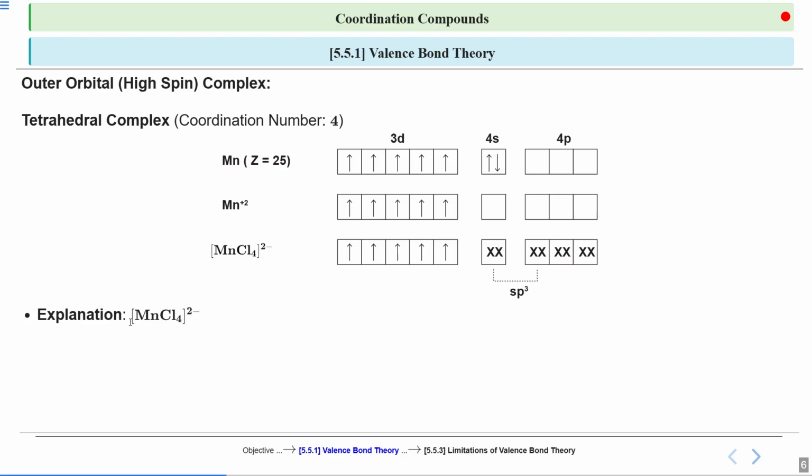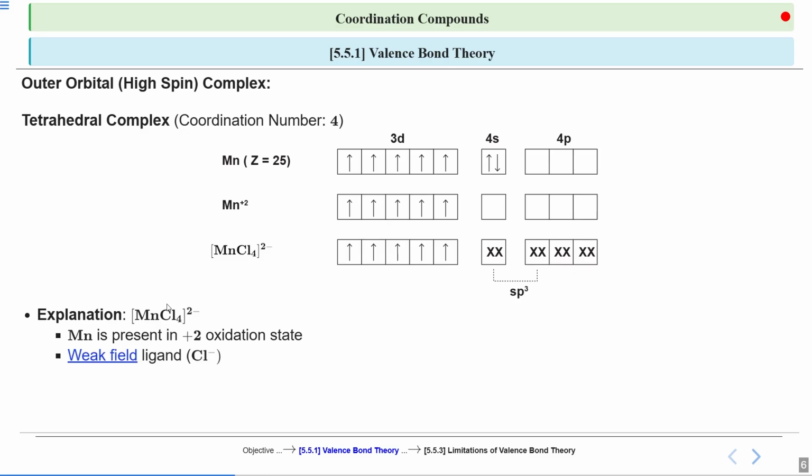If you see the explanation for manganese tetrachloride 2-, first of all, manganese is the central metal ion present in its +2 oxidation state. If you want to find out, basically chlorine has -1 oxidation state, so x minus 4 equals -2. So x will be +4 minus 2, that means +2. So the x value is +2, that means the oxidation state of manganese is +2 in this complex.